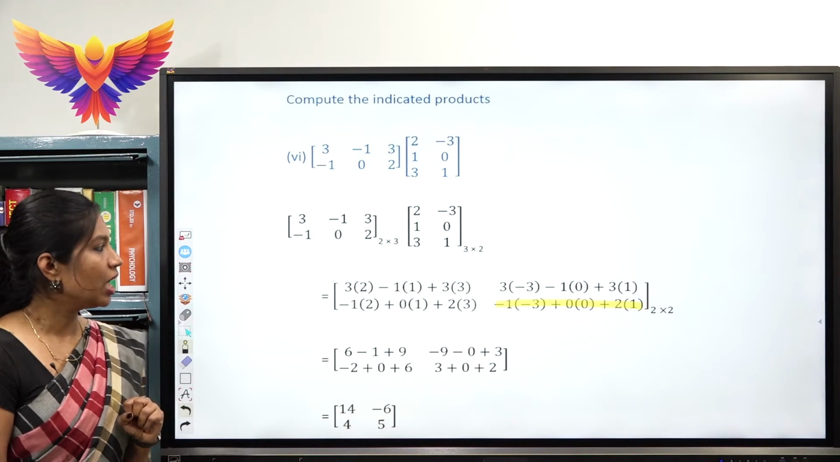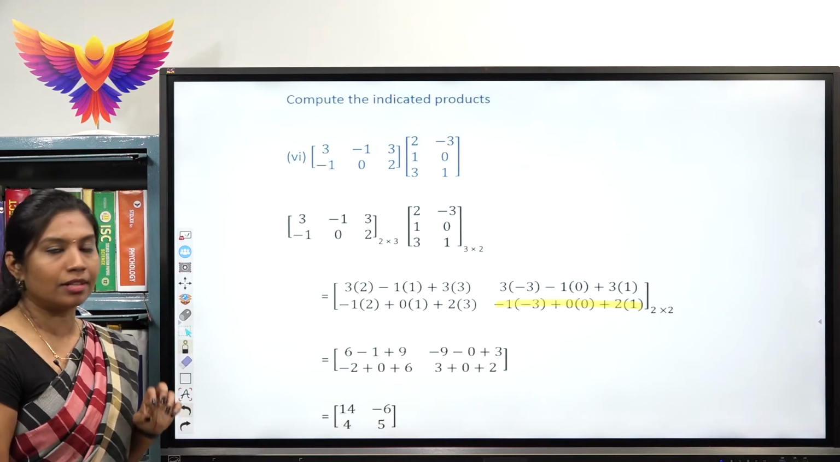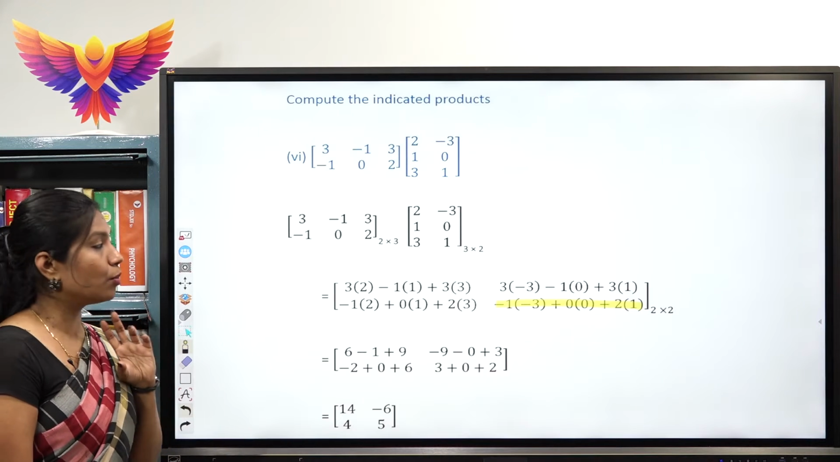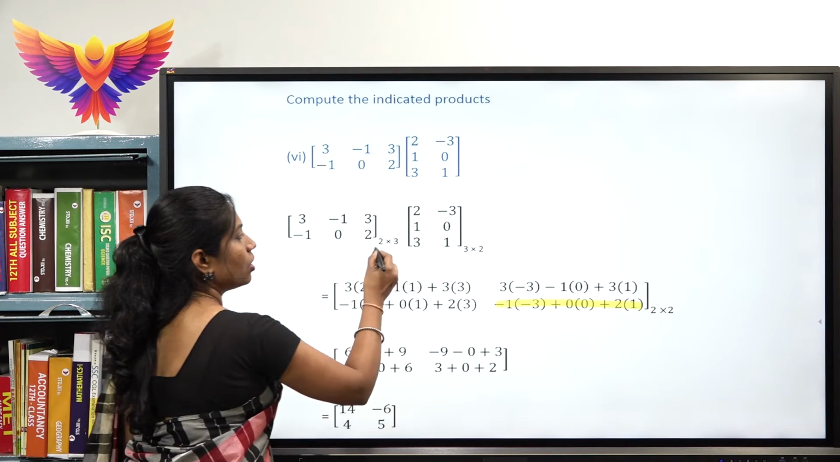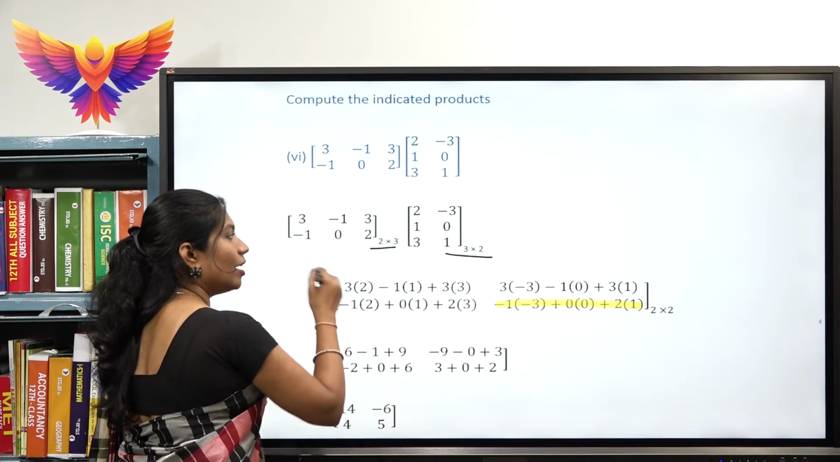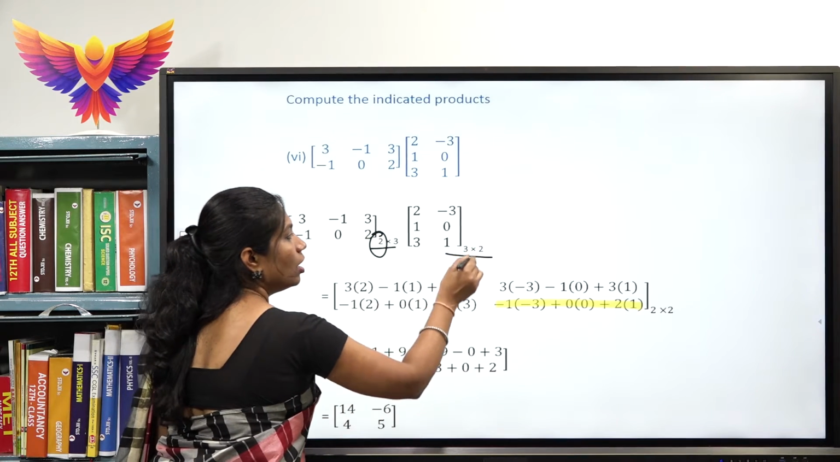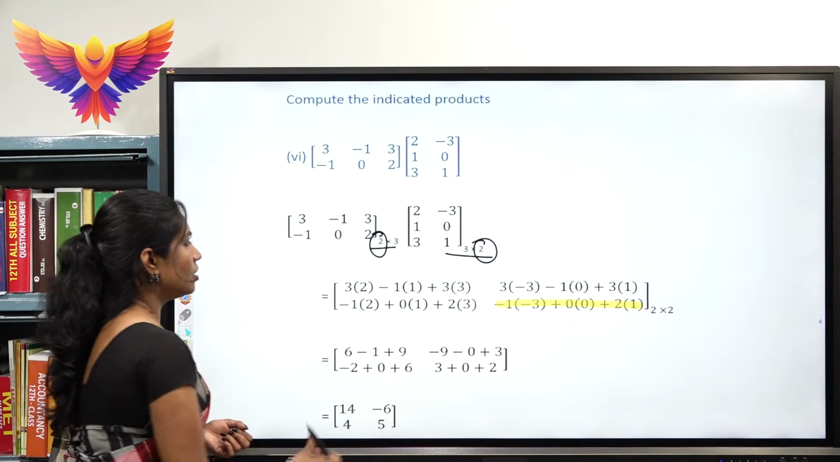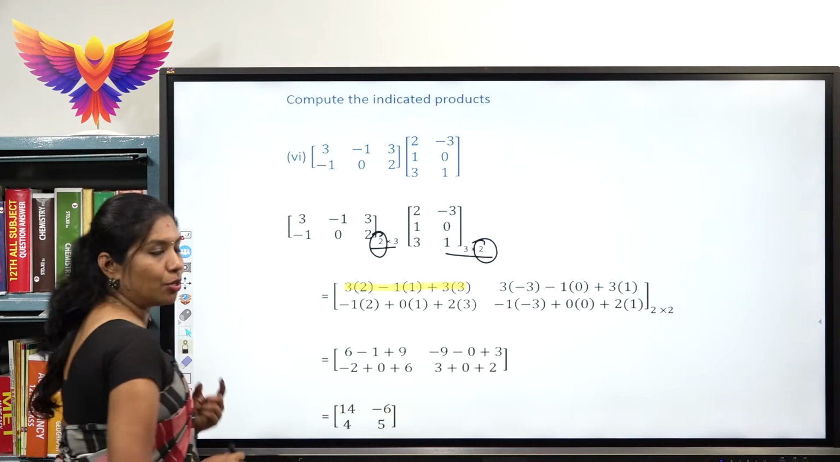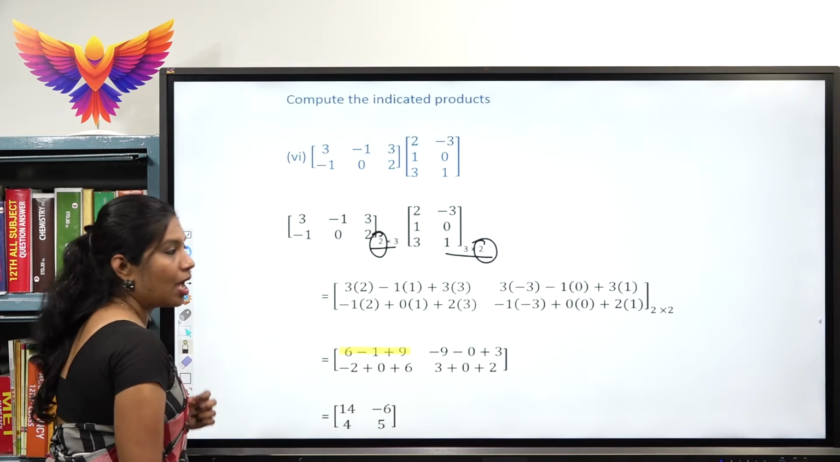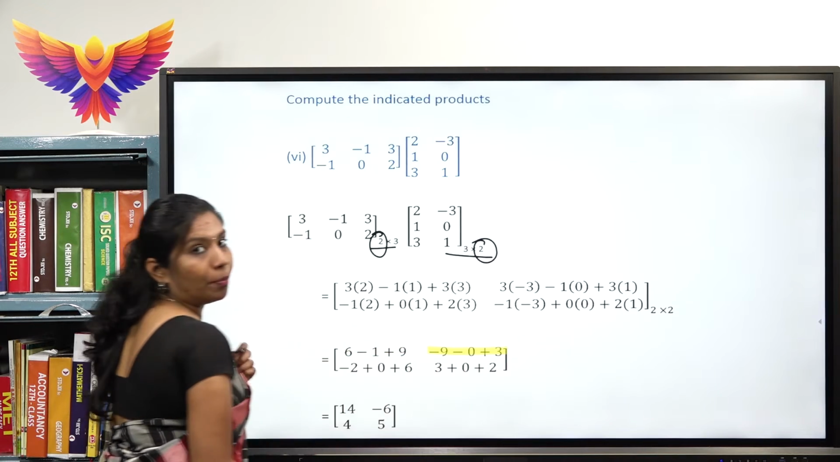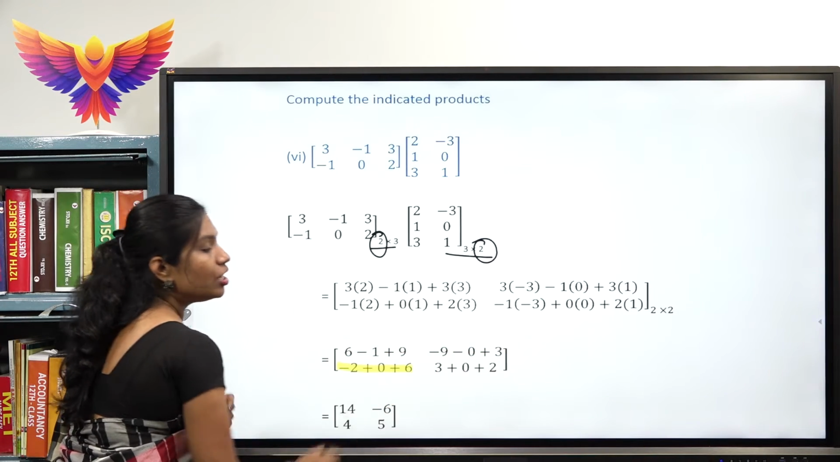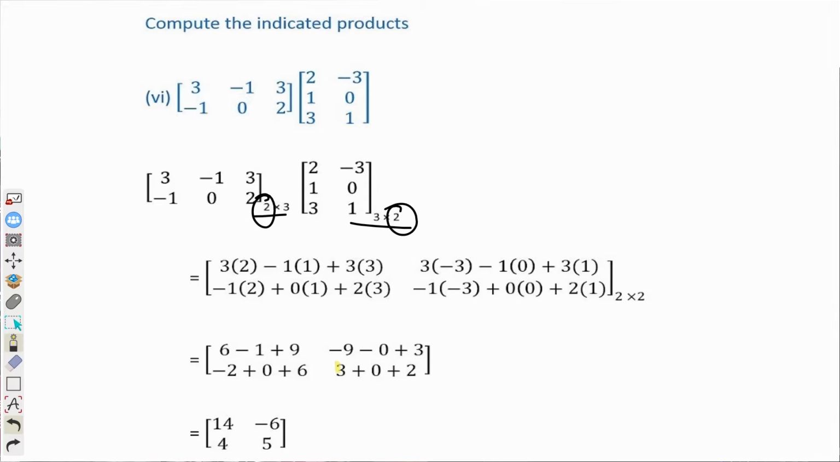So, here clearly we can see that we are getting a 2 cross 2 matrix. That is what we are supposed to get. This is m cross p and p cross n, which we already discussed. The final required matrix should be of order m cross n, which is a 2 cross 2 matrix. When I simplify this further, it is 3 into 2 minus 1 into 1 plus 3 into 3, which is 6 minus 1 plus 9, minus 9 minus 0 plus 3, minus 2 plus 0 plus 6, and again minus 1 into minus 3 will be plus 3, 3 plus 0 plus 2.